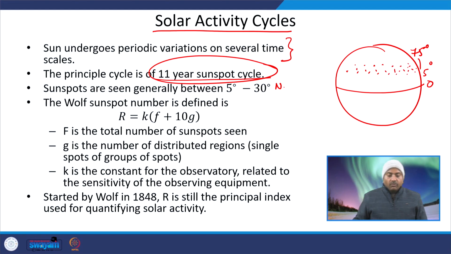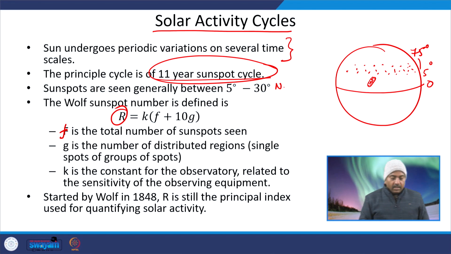The Wolf sunspot number, capital R, is defined as R = k(f + 10g). This is a simple formula for getting the sunspot number. Where R is the number, small f is the total number of sunspots seen, each and every one. g is the number of distributed regions, either single spots or a group of sunspots. It can be either a single sunspot or a complete region filled with many sunspots, where the sunspots have become a group.